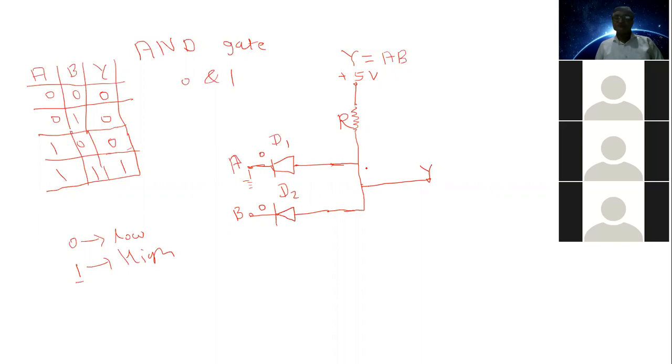Similarly, we can see that this other diode, D2, is also forward biased in the same way, because the anode has been given plus 5 volt and the cathode 0 volt. This is also grounded here, and therefore this plus 5 volt is grounded. And therefore the output at Y should be? 0. Right.